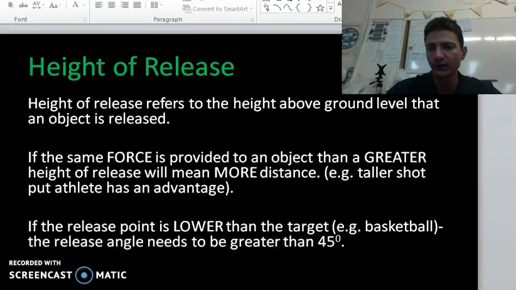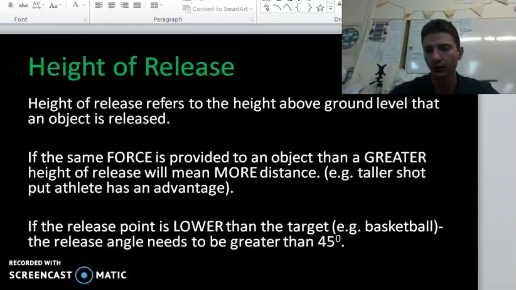Now height of release just refers to the height above ground level that an object is released at. So this is like your shot put or your javelin, all those sort of ones. You're not throwing it from laying down. You're above ground level when you throw that object. So with height of release, if the same force is being put onto an object, then a greater height of release will mean more distance.